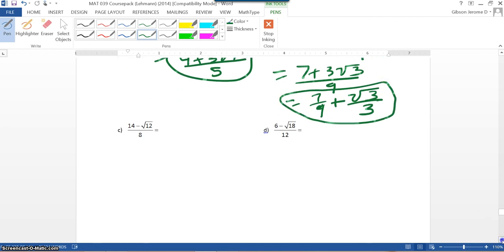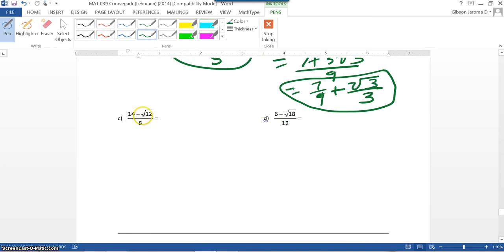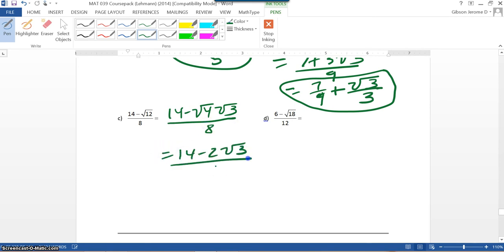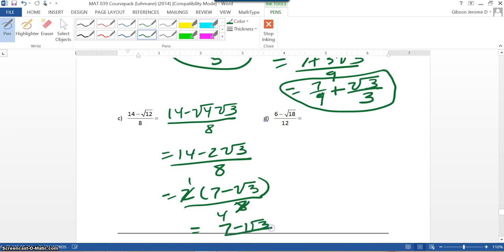Now we come here to our next problem, which is C. Now you notice here there's no number in front of this radical, but we have this 12. We know we can factor 12 to be the square root of 4 times the square root of 3, all over 8. So this would be 14 minus 2 square root 3 over 8. Now both of these values have 2 in common, so it would be 7 minus the square root of 3, all over 4. Now we know 2 goes into 2 once, 2 goes into 8 4 times. So our final answer here would be 7 minus the square root of 3 all over 4.